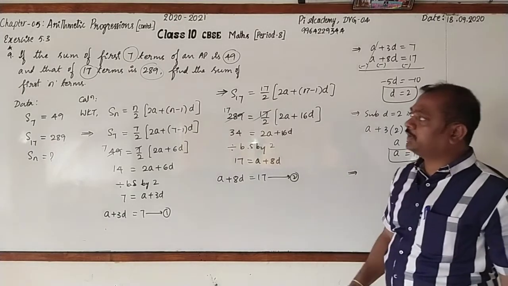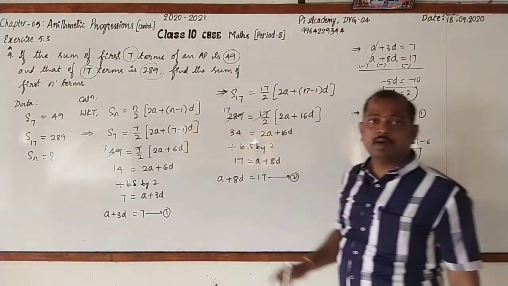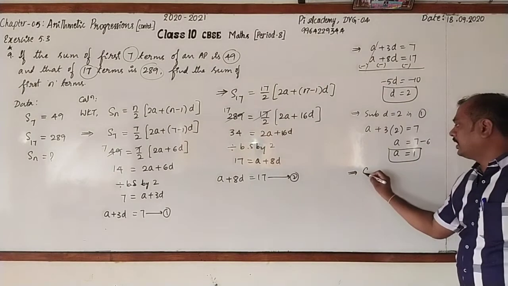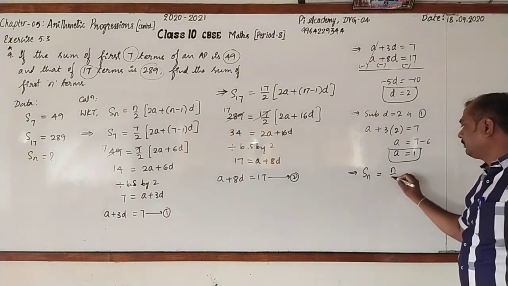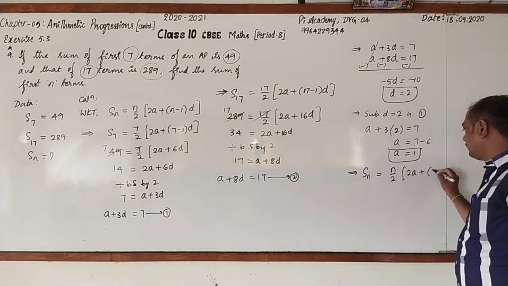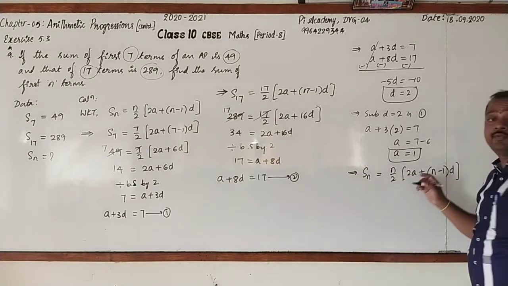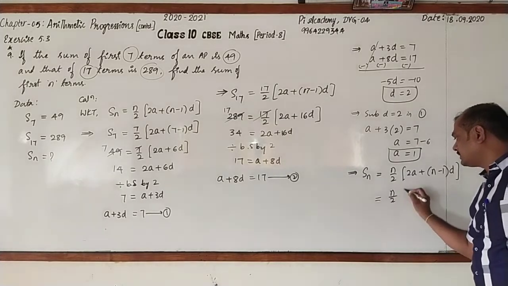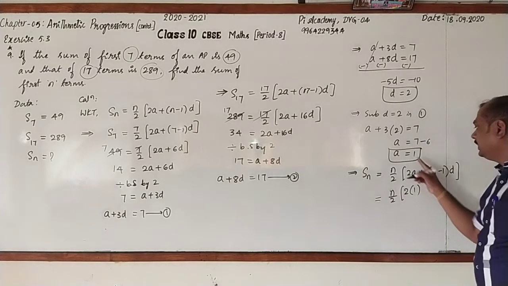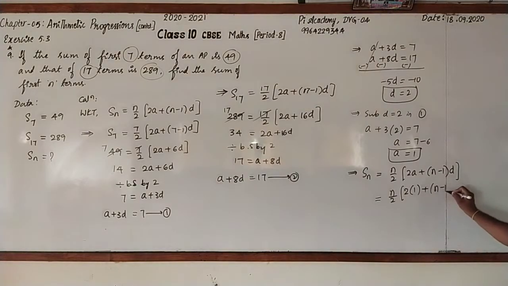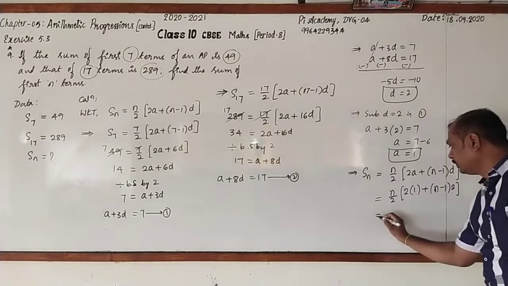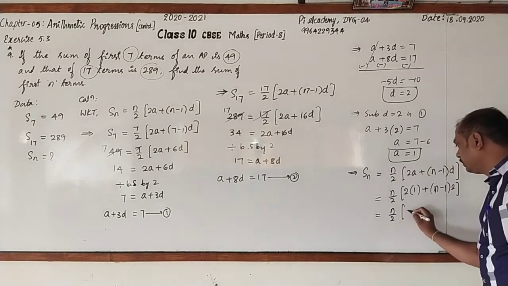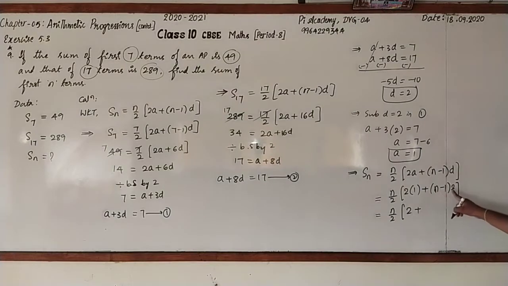Then what are we going to find out? We are finding the sum of first n terms. Again, I'll write this. Sn equal to n by 2 into 2a plus of n minus 1 into d. We are finding the sum of n terms. So I write n as it is. So 2 into a is 1 plus n minus 1 into d is 2.